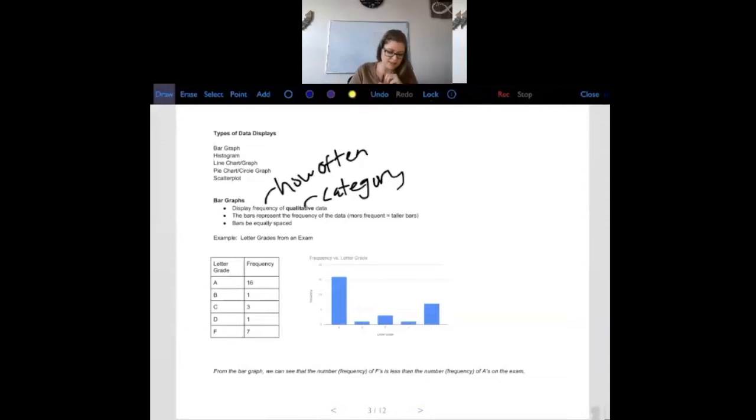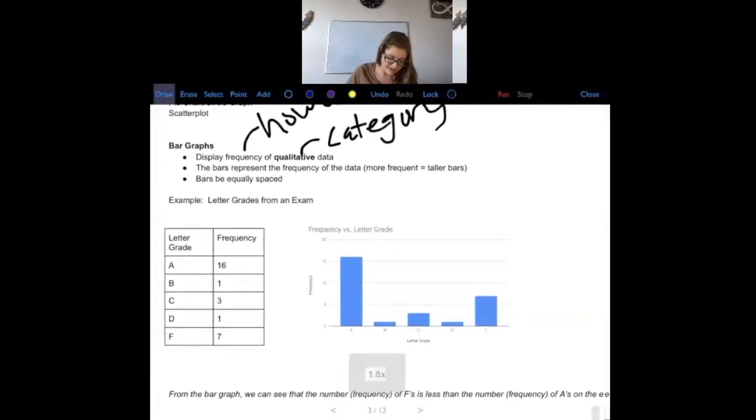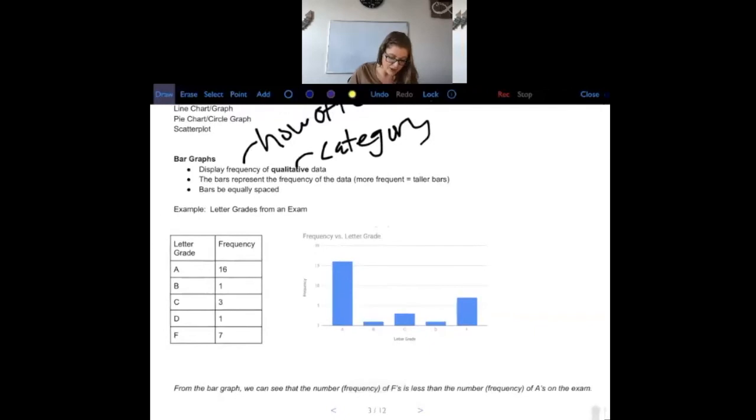So for instance, let's take the letter grades from an exam, again, not this class. A occurred 16 times, B occurred 1 time, C occurred 3 times, D occurred 1, and F occurred 7. So if we were to make a bar graph out of this data, we'd have each category along the x-axis, so A, B, C, D, and F, those are our categories, and the y value would be our frequencies.